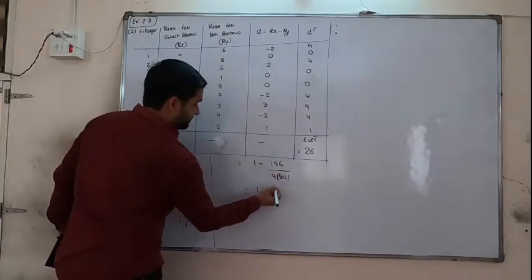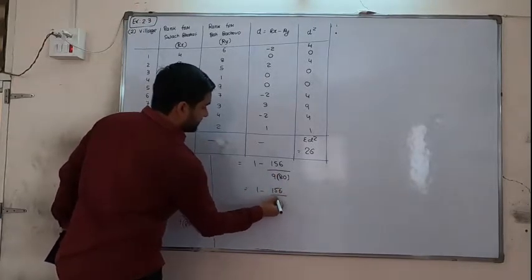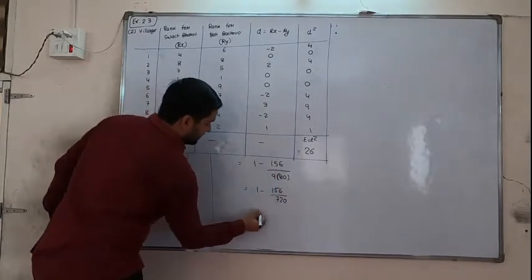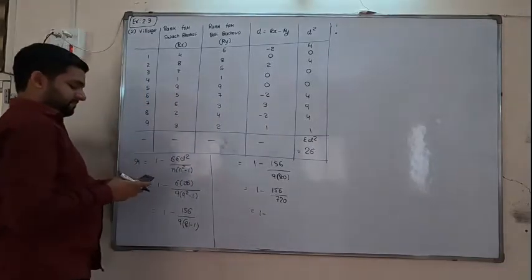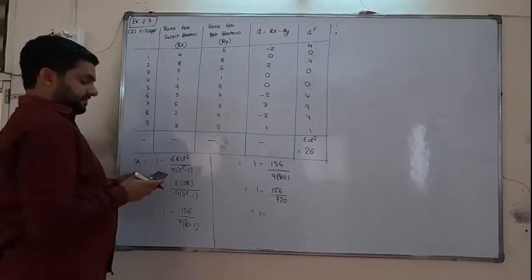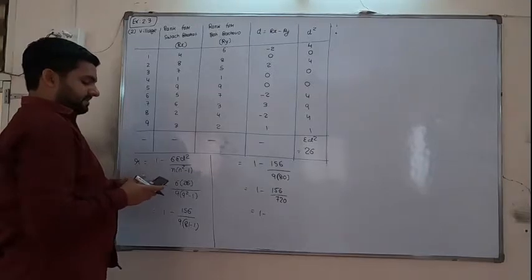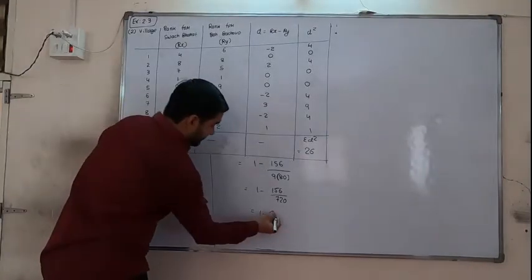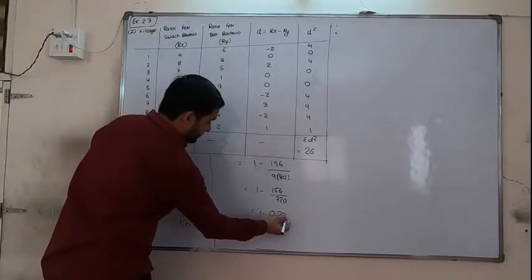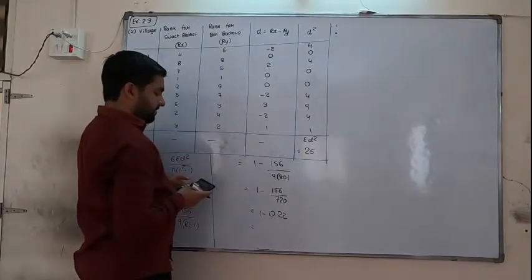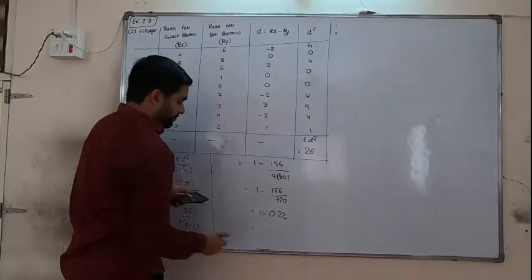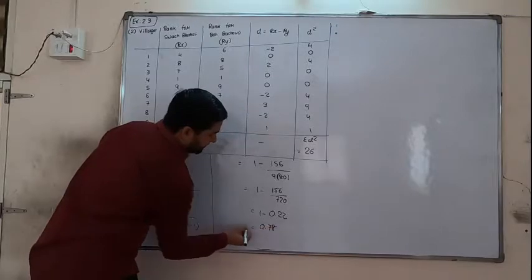1 minus 156 divided by 720. 156 divided by 720 is 0.216 or 0.22. 1 minus 0.22 is 0.78.